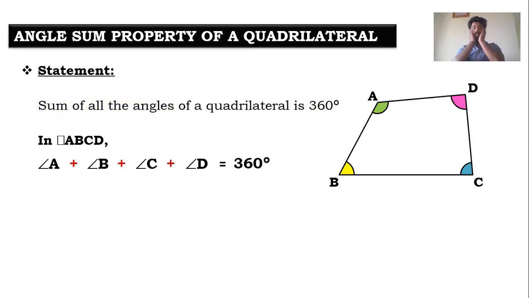Has everyone understood this? I want you all to write this statement once. So angle sum property of a quadrilateral, the statement and the diagram. I want you all to write this. Okay? This is important. लिख लो जल्दी फटाफट.